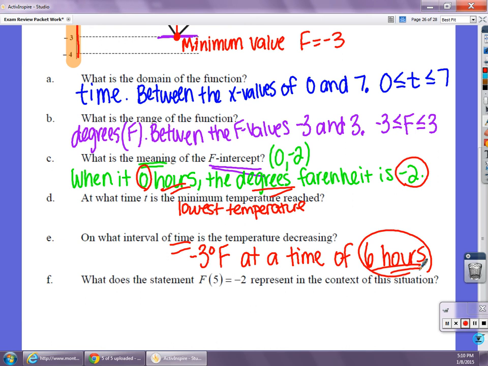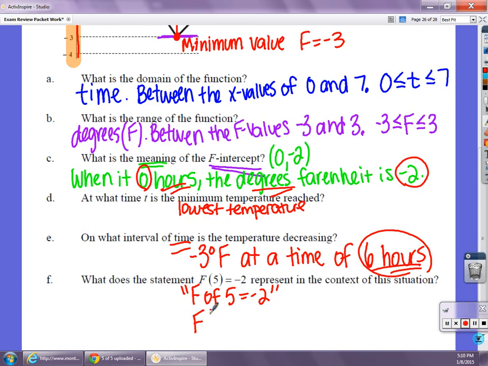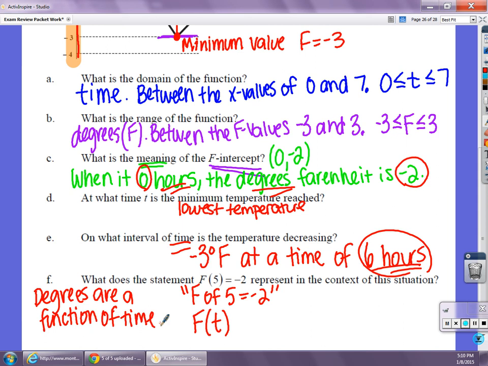What does the statement f of 5 equals -2 mean? Okay, let's look at what we're dealing with. Our function in this case is that the degrees are a function of time. I'm going to write that out. So the degrees are a function of time. In this case, what this means is when T equals 5, our degrees Fahrenheit equals -2.